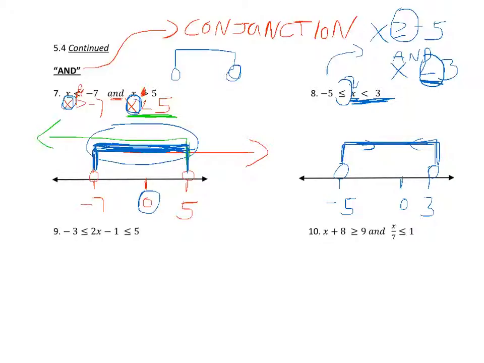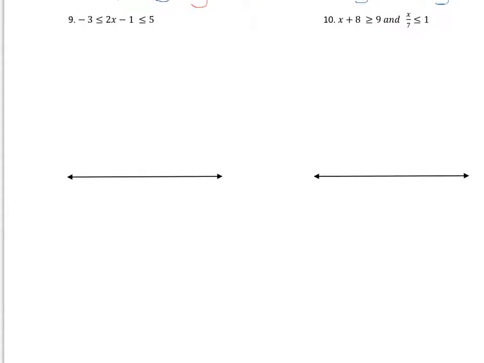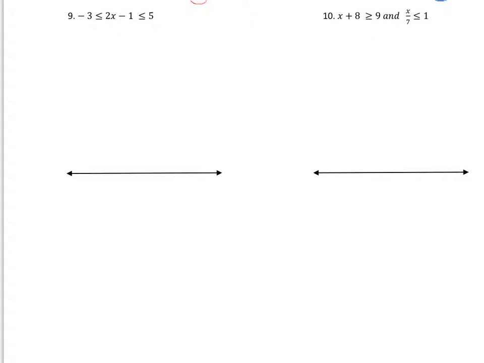Let's just do number 9. Now, number 9 is written just like number 8. What I want to do is write out 2 inequalities. Now I'm going to write whatever's in the middle, that's going to be what's common for both inequalities.